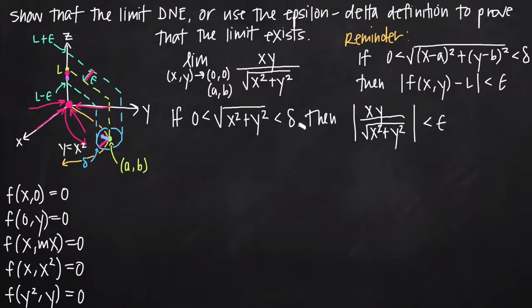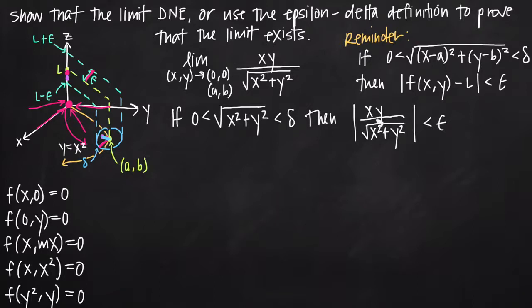Now our ultimate goal with this is to find a relationship between delta and epsilon, and between this value here, square root of x squared plus y squared, and this value, absolute value of xy over square root of x squared plus y squared. So the way that we're going to do that is kind of by combining these inequalities in a way, and this is where things start to get a little bit tricky, and it just takes a lot of practice to get comfortable starting to manipulate these equations.